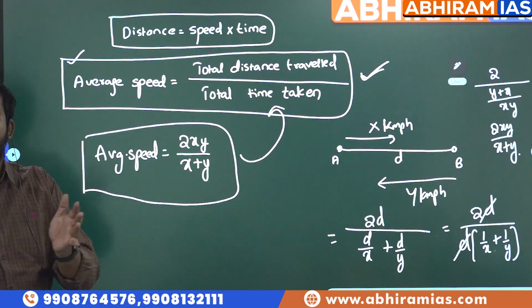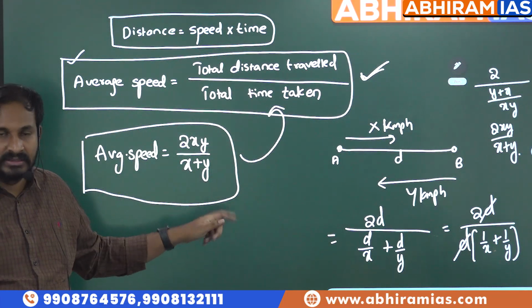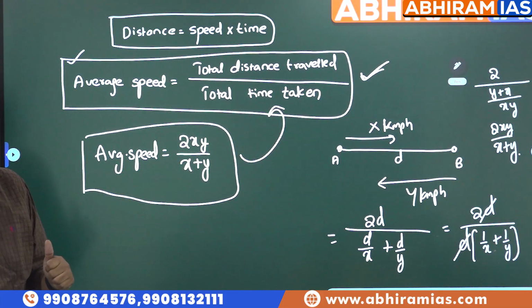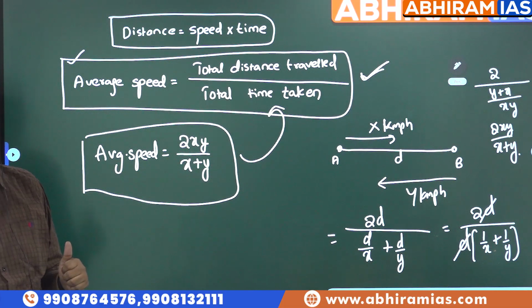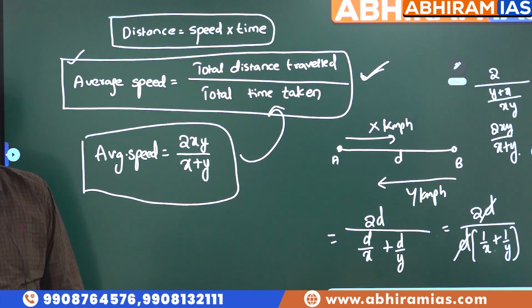But if he travels different distances with different speeds, then this formula is not going to work. So definitely we should follow the standard formula only: total distance by total time taken. This is the formula for average speed.